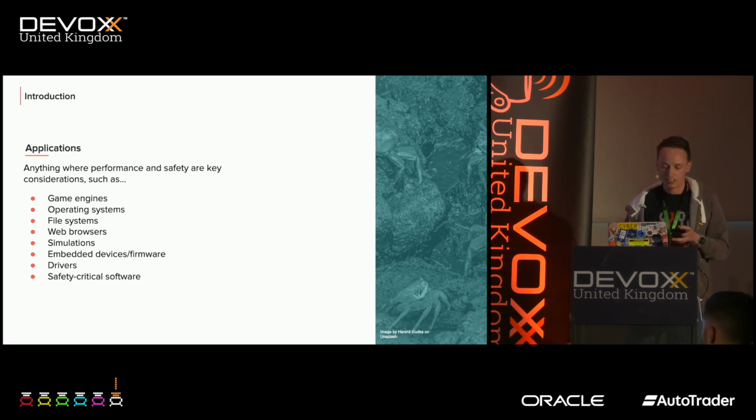So applications for Rust, where would you use this language if you were to go out and get really excited about it? Well, anywhere where performance and safety are key considerations are good applications for Rust, I would say. So game engines, operating systems, file systems, web browsers. I also think anywhere with safety critical software, so anywhere where a failure, fault in your software might cause real harm to human people is a really good application for Rust.